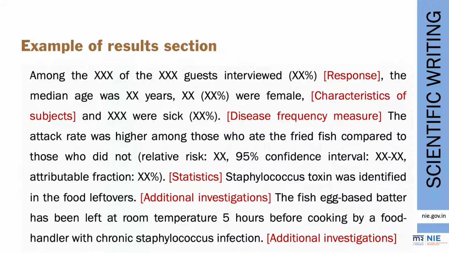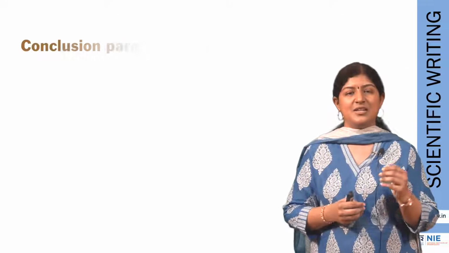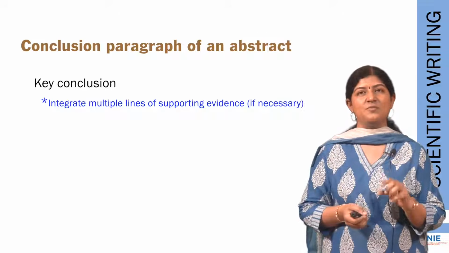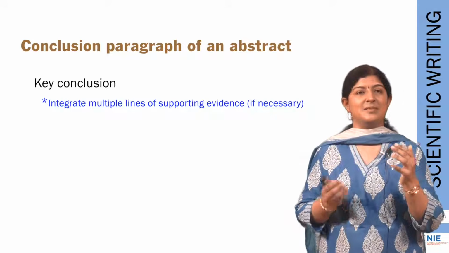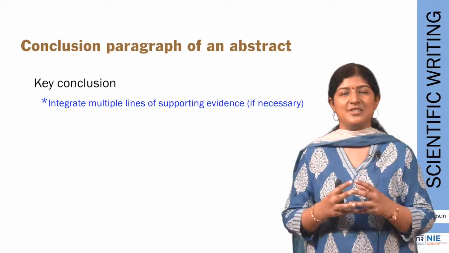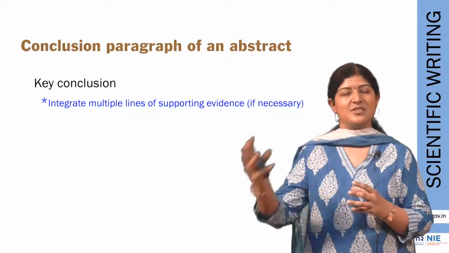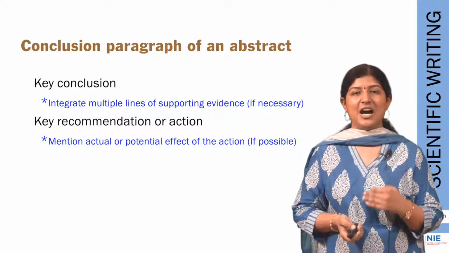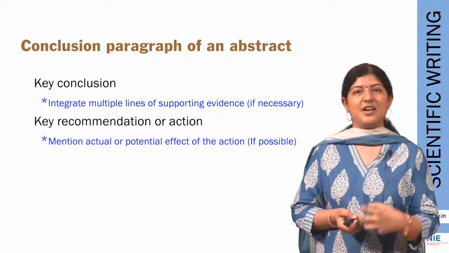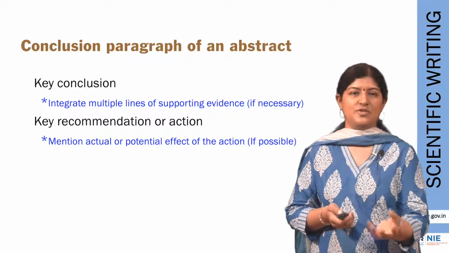Your results section should be in line with your research objectives. The research objective of this outbreak investigation was to identify the source of the gastrointestinal outbreak. The conclusion section of the abstract should often provide the result for the key research question that you have posed, and it may be written by integrating multiple lines of supporting evidence that you had written in the results section. The key recommendations or actions that need to be initiated after this study need to be derived from the results that you have obtained as part of your study.